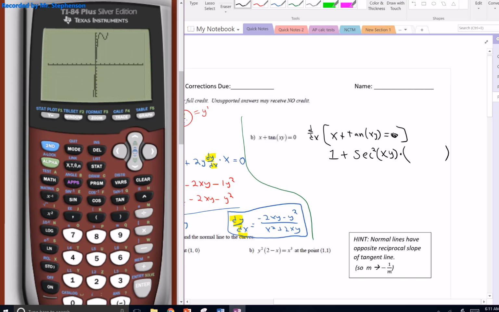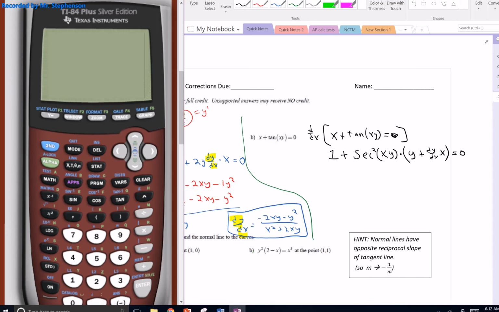The derivative of x times y, that's a product. You can use the product rule to take the derivative of that. So the derivative of x is 1 times y plus the derivative of y, which is dy/dx, times x. And that's what we have. And this is equal to 0. The derivative of 0 is 0.